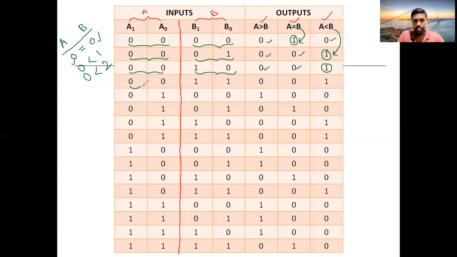Okay, next, go for the next one. Here also 0, and these two are 1, 1. 1, 1 in the sense 3 is the decimal number. So again 0 is less than 3. So again keep 1 here, and these two will be 0.